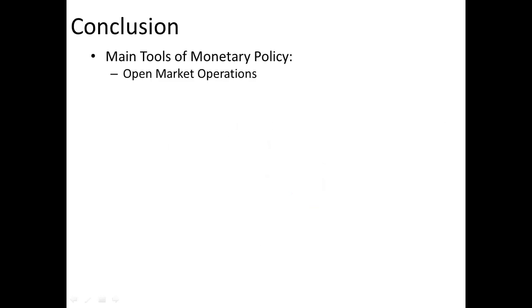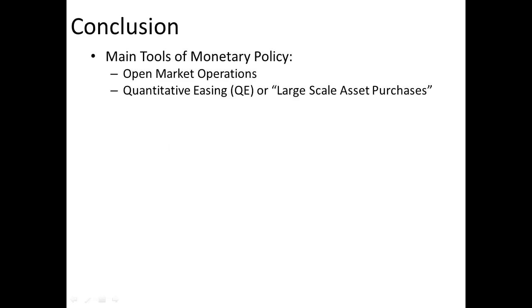Quick review of the main tools, the big ones with monetary policy: open market operations and quantitative easing. When traditional open market operations reach their limit at the zero interest rate bound, you turn to quantitative easing, which can influence long-term interest rates and pull them down.